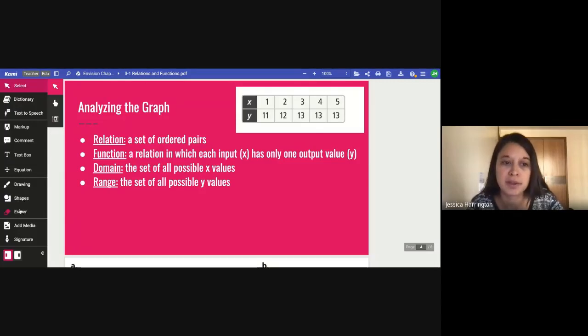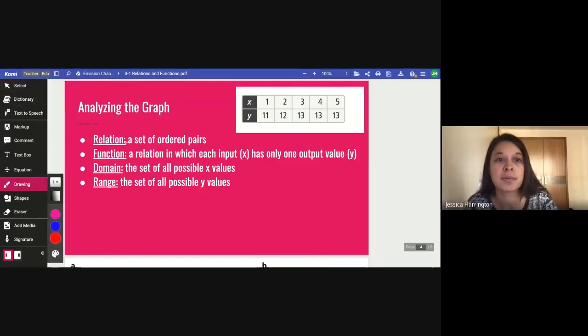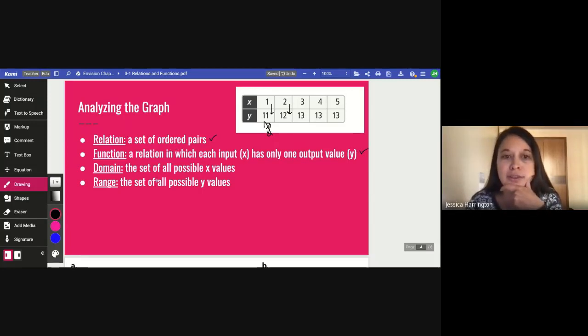It wouldn't be a function if, for example, you came over here and it said, oh, when x equals 1, y is allowed to be 11, 12, or 5. Now this x value has 3 possible y values, so then it would not be a function. But if for every one x value you only have one output, then it's a function, right? So this table is a relation and it's a function.